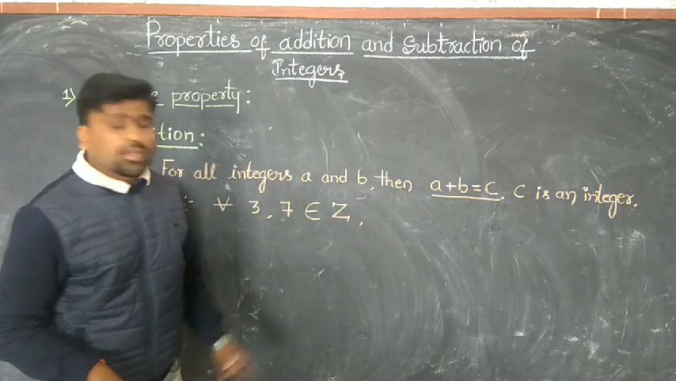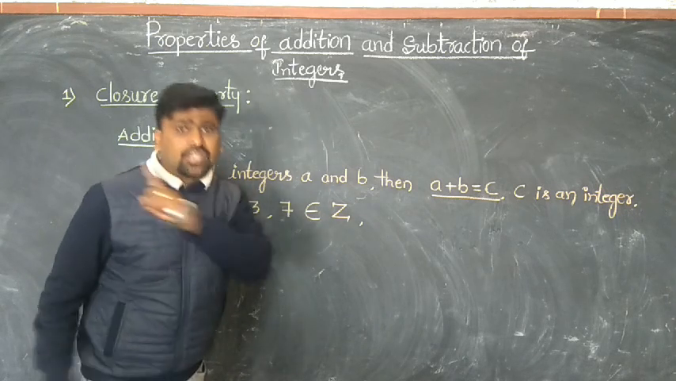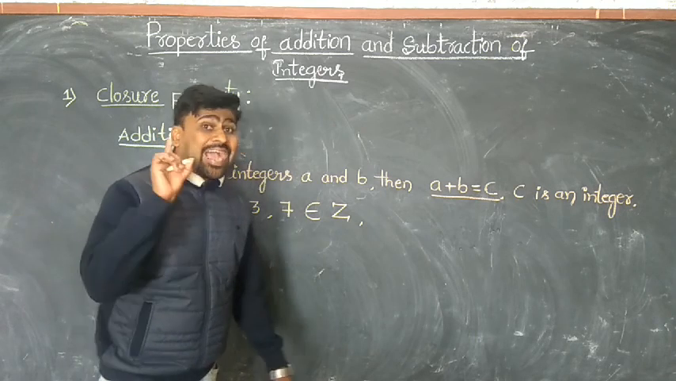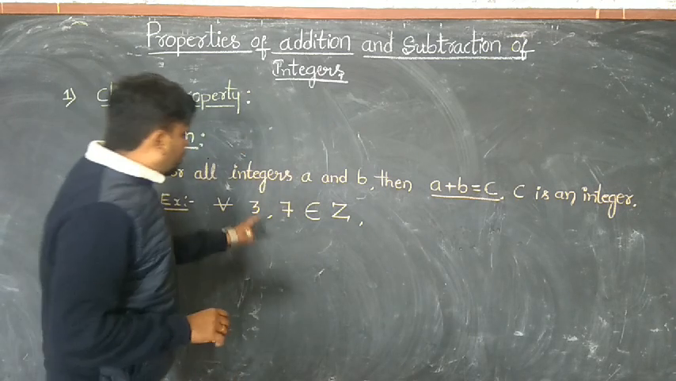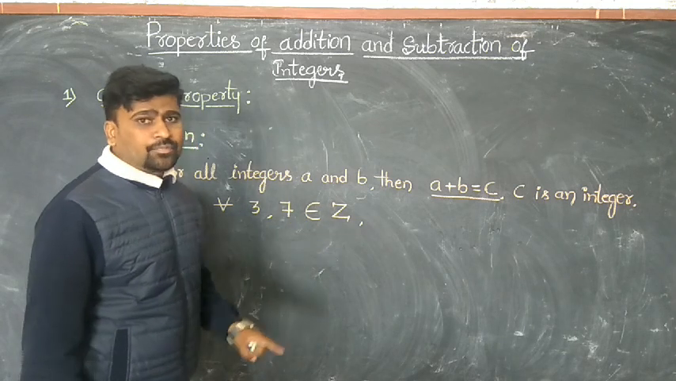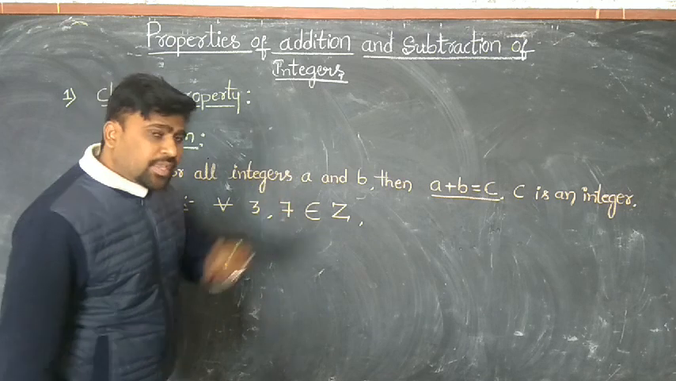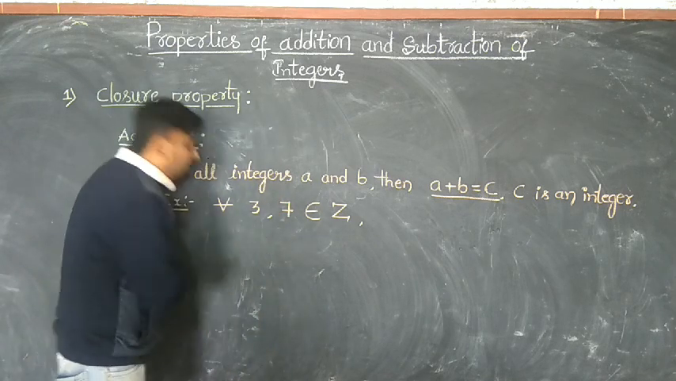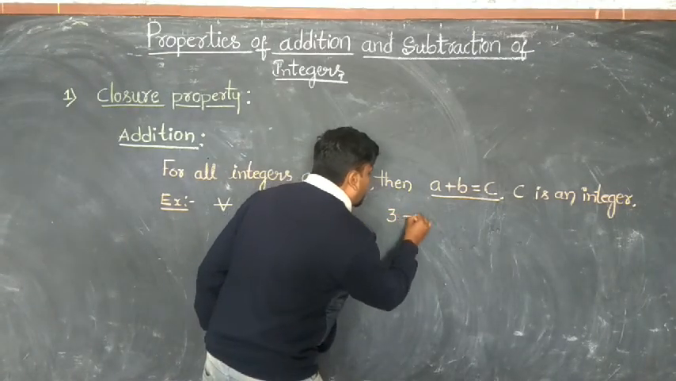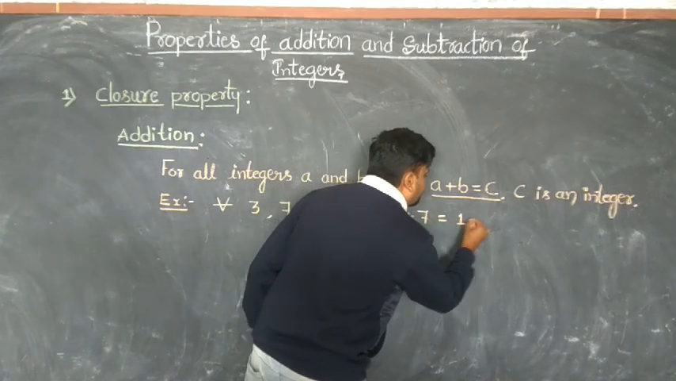Z is the symbolic representation of integers. Integers can also be represented by I. That means 3 and 7 belong to Z. What is the rule regarding the closure property? A plus b. Here a will be 3 and b will be 7. That means 3 plus 7 is equal to 10.